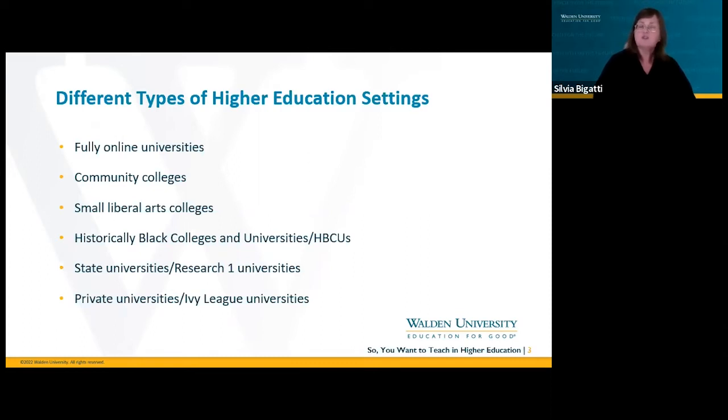And then there's private universities, which may or may not be Ivy League. Again, a lot of private universities across this country, just like fully online universities, with unique missions, unique cultures that you want to explore. A lot of our students want to teach as an adjunct to something else that they do. And so if that is the case for you, pretty much all of these are options for you. Community college, small liberal arts colleges are the least likely to take adjunct faculty, which is like what Dr.